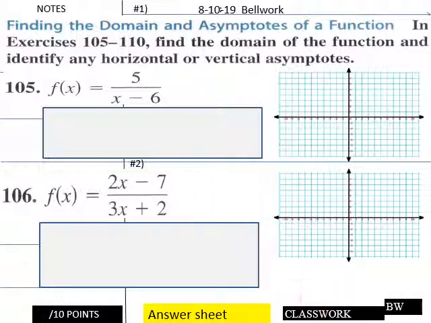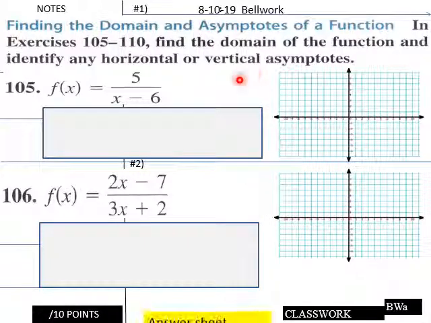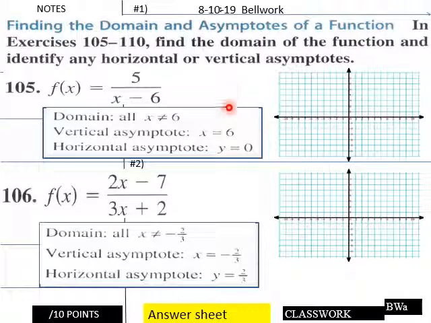Okay, welcome back for today's solutions of today's bell work. f of x equals 5 over x minus 6. So the domain is all x except x cannot equal 6. And then our vertical asymptote will be x equals 6. No zeros down here in your denominator. And then the horizontal asymptote will be y equals 0 because the degree in your denominator is greater than the degree in the numerator.